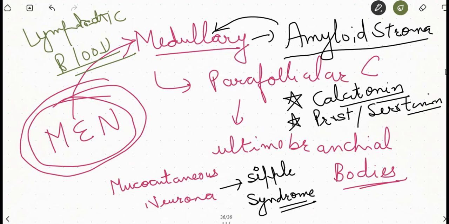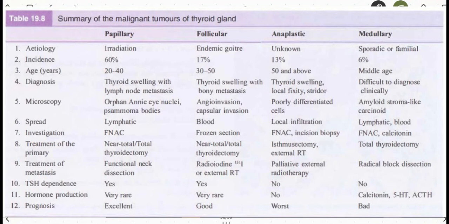So this table represents the summary of the malignant tumor of the thyroid gland. So remember, the papillary etiology is irradiation, follicular endemic goiter. Papillary is most common, 60%. It is seen in 20 to 40 years of age, follicular 30 to 50. Thyroid swelling with lymph node metastasis is seen in papillary and follicular tumor.